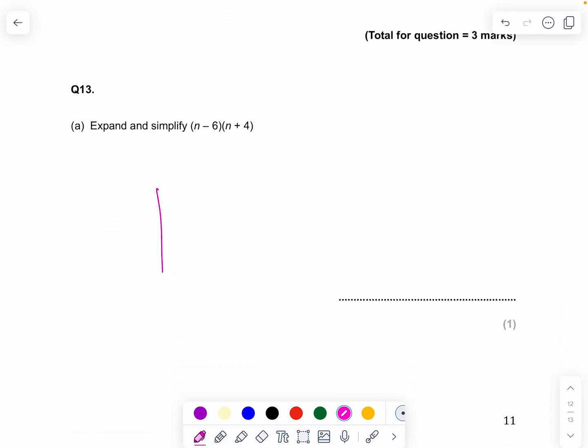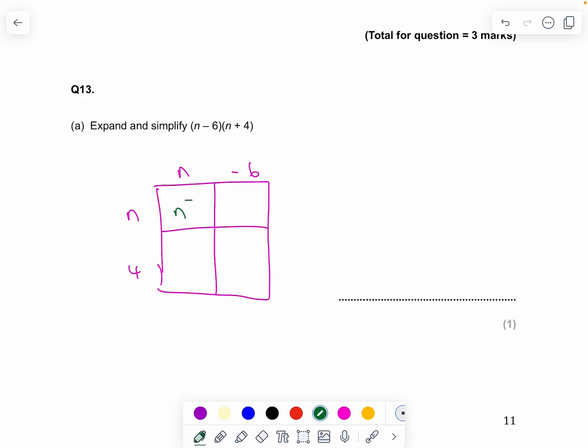This one was a nice one. We're going to expand the brackets. I suggest that everyone use the grid, unless you are super, super confident and can do it without. So n minus 6 multiplied by n plus 4. N times n is n squared. N times minus 6 is minus 6n. 4 times n is 4n. And minus 6 times 4 is minus 24.